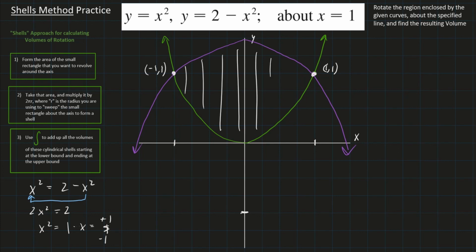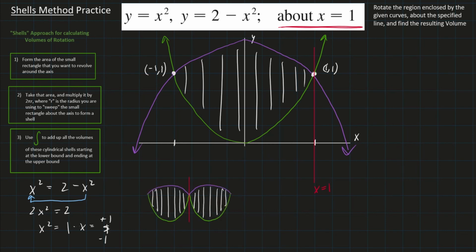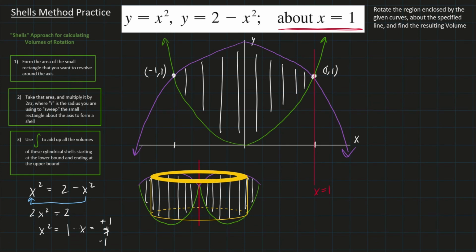My enclosed area is right here. And we want to rotate this area about the x is equal to 1 line. If I take this region, swing it around that line to produce a 3D object. Okay, let's bring in one of our shells. And here is the area that we use to create that shell. On our main graph, here is maybe one of those small rectangles.